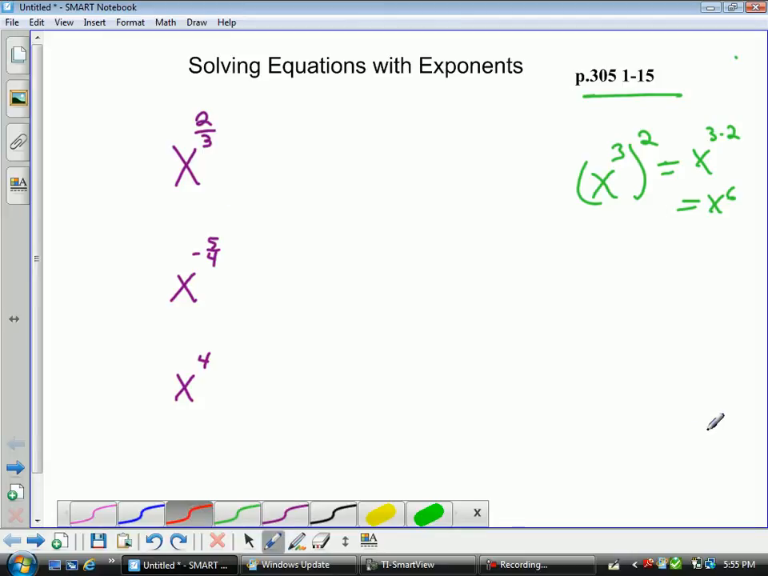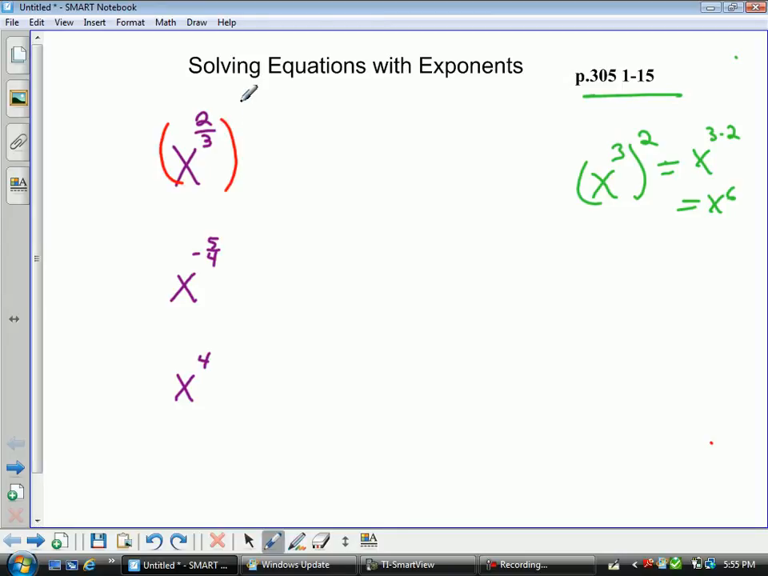Now, let me come over to this side. I want to take a look at what happens if I were to raise this expression here to the power of 3 over 2. A power raised to a power, once again we multiply the powers. So multiply the numerators and denominators and we get 6 over 6, or actually just x to the power of 1. Well, you can see there's a relationship here between 2 over 3 and 3 over 2. And that is called the reciprocal.